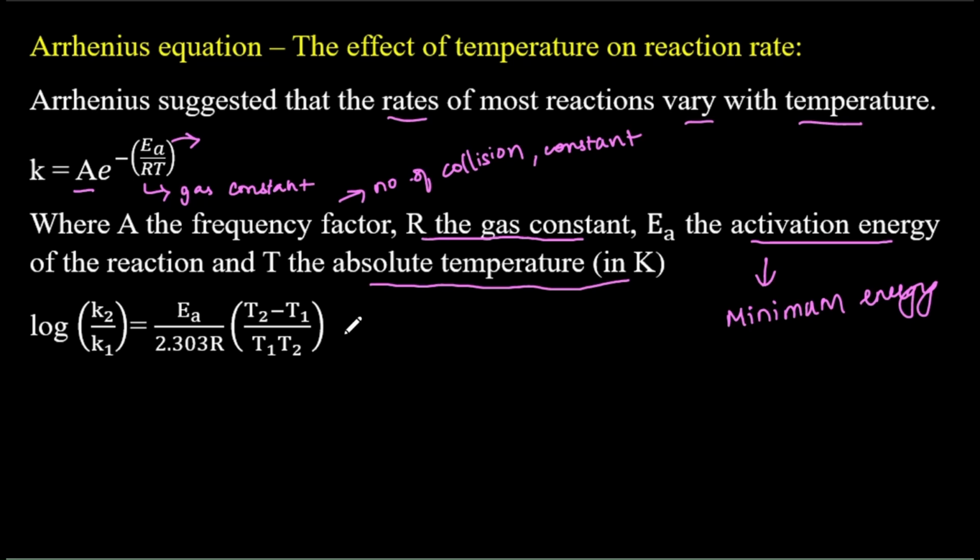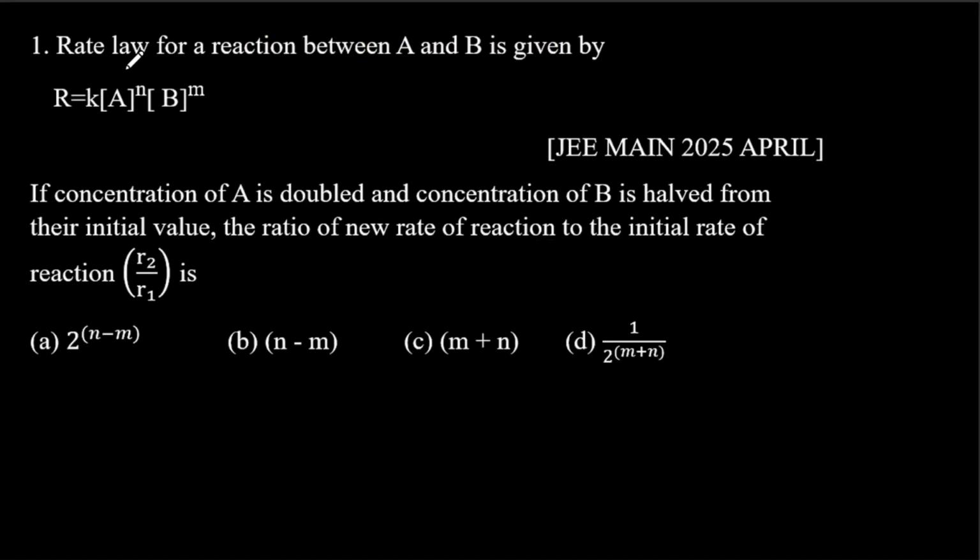So if you solve this equation for two different temperatures and two different rate constants, you will get this equation. log of k2 divided by k1 is equal to activation energy Ea divided by 2.303 R, times T2 minus T1 divided by T1 into T2. You have to remember these formulas. Again, I am telling you, I am not explaining any concept in detail. We are just seeing the key concepts so that it will be easy for us to solve the problems. So let us go to the first question. The first question is, the rate law for a reaction between A and B is given.